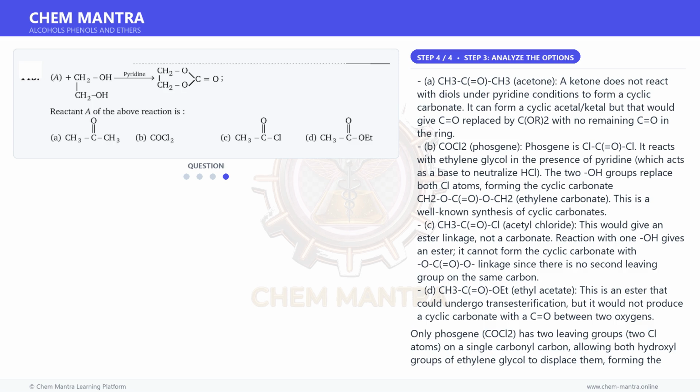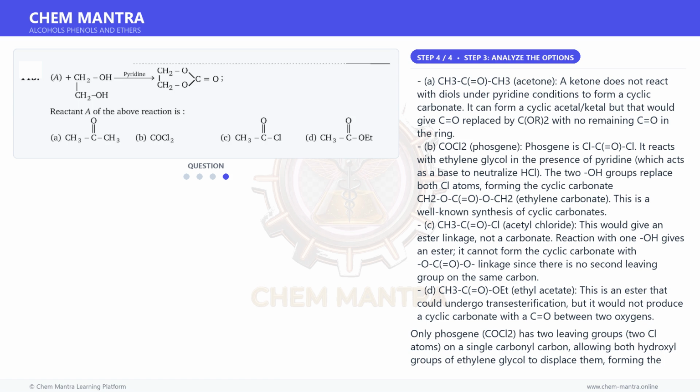Acetone, a ketone, does not react with diols under pyridine conditions to form a cyclic carbonate. It can form a cyclic acetal, or ketal, but that would give C=O replaced by C(CH3)2, with no remaining C=O in the ring.